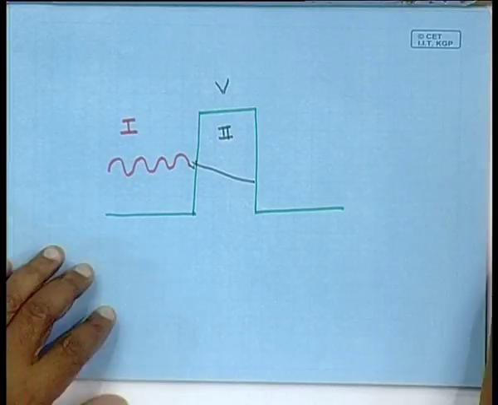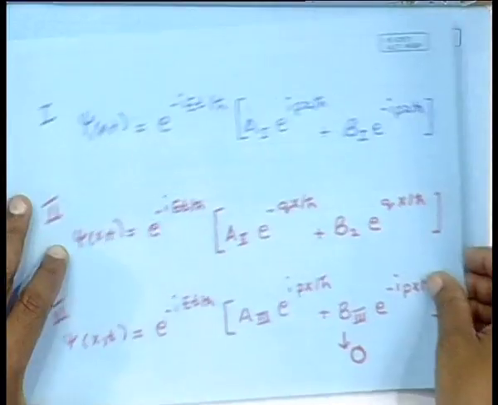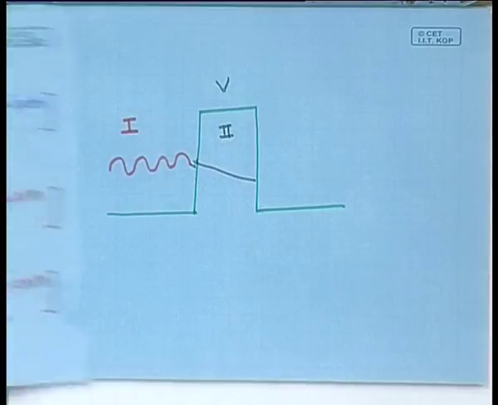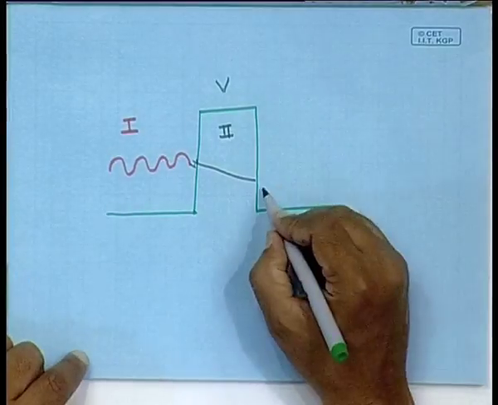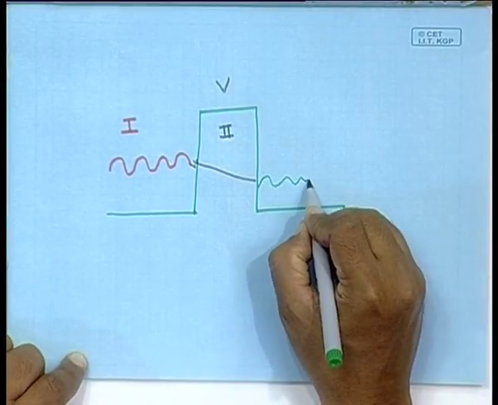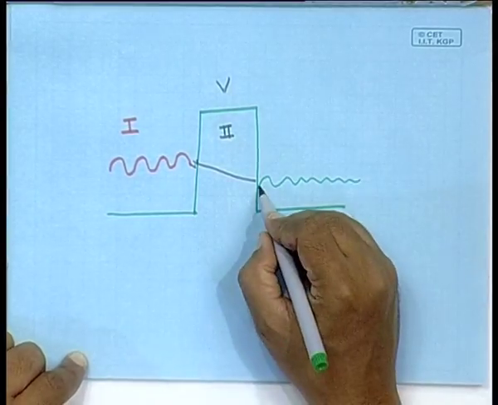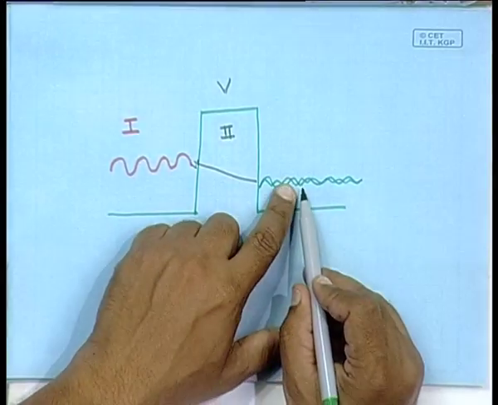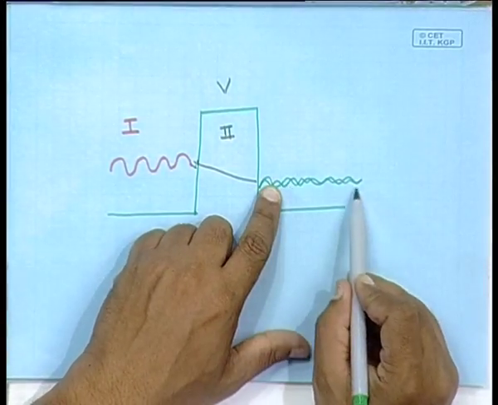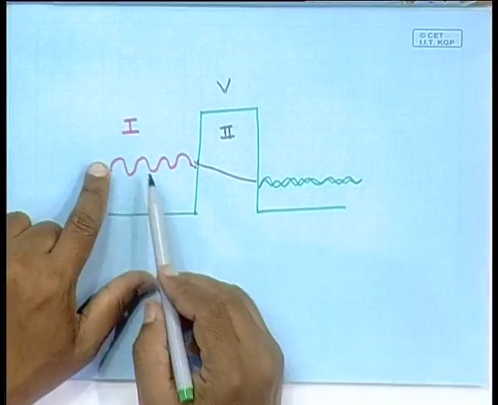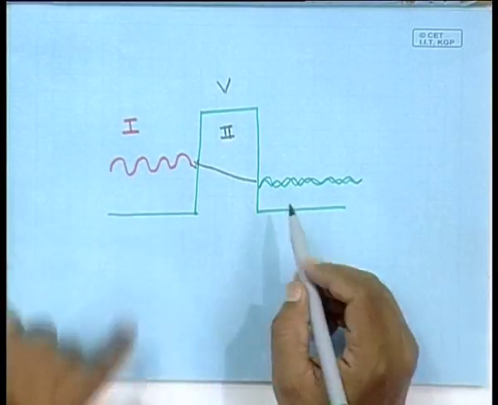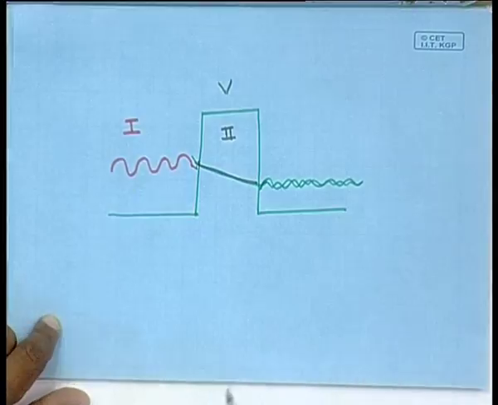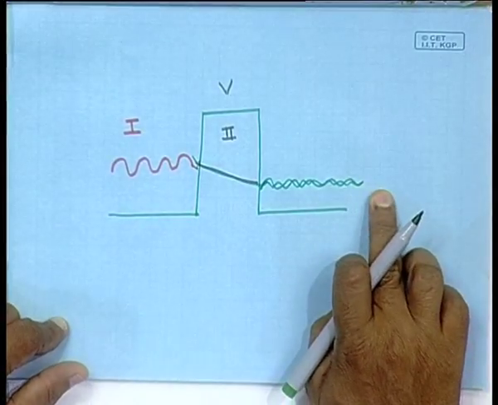And then in region 3, we again have oscillating solutions. So, we have oscillating solutions here again, but the amplitude of these oscillating wave functions here is going to be much less than the amplitude of the wave function here, because the wave function decays exponentially inside this, and then finally some of it does manage to come out onto this side.